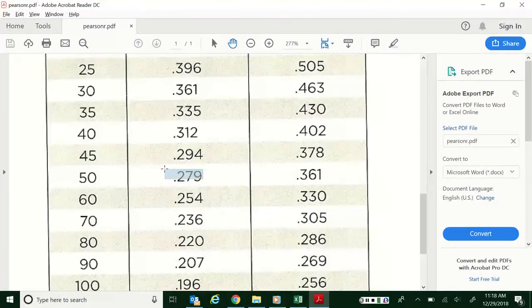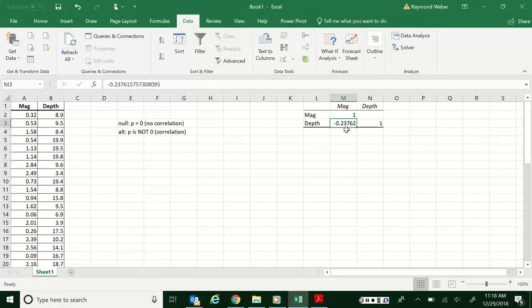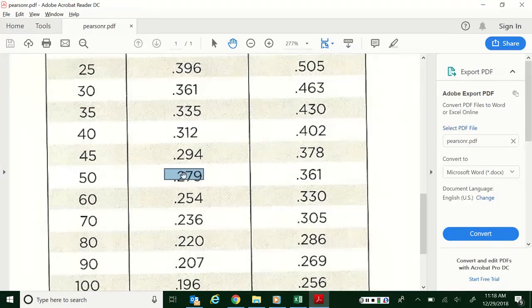And there's 0.279. This would have to be either less than negative 0.279 or more than 0.279 to be significant. And I'm actually not. I'm actually closer than I thought I would be. Because I have so many pairs, I had a pretty low value. Had it been smaller, it would have been harder to prove.